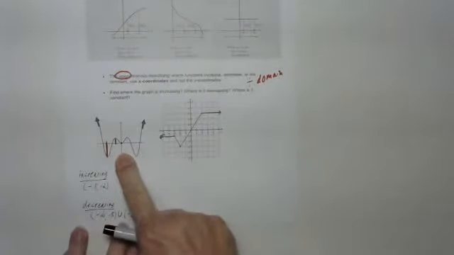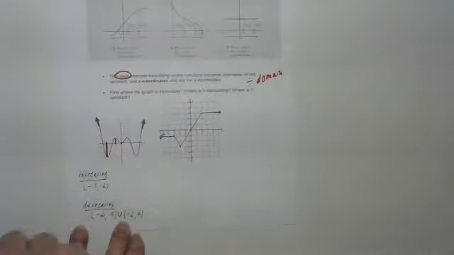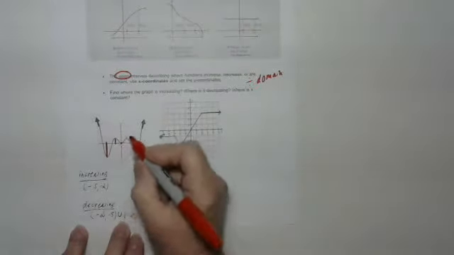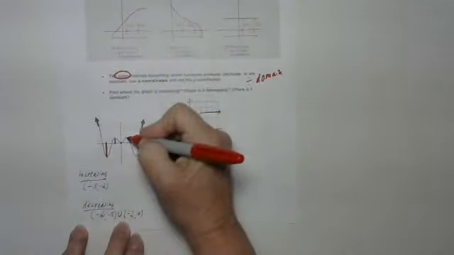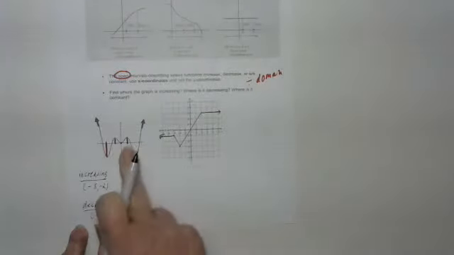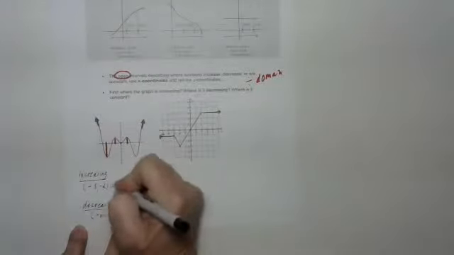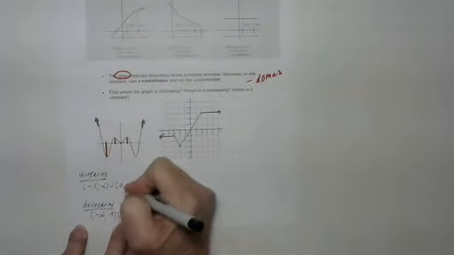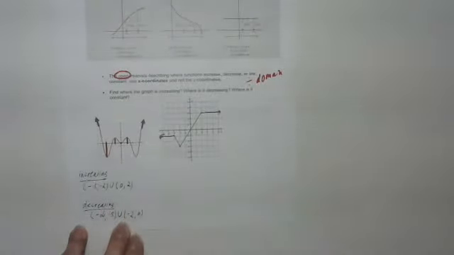Continuing to move from the left to the right, our function is now going up again. We're increasing to this point here. Going down to our x-axis, we see x is 2 here. So we are increasing from 0 to 2.